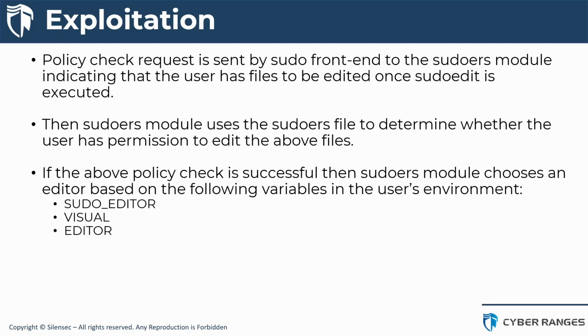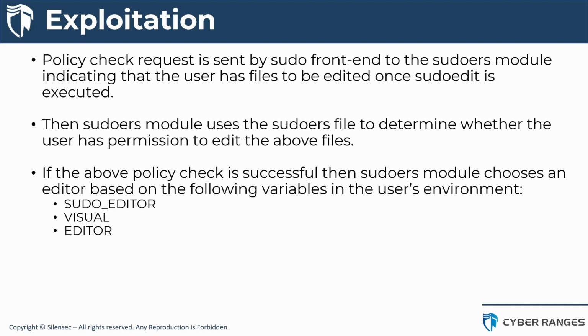A policy check request is sent by the sudo front end to the sudoers module, indicating that the user has files to be edited once Sudoedit is executed. The sudoers module uses the sudoers file to determine whether the user has permission to edit the above files. If the policy check is successful, then the sudoers module chooses an editor based on the following variables in the user's environment. And this is where you can set up the environment variable.